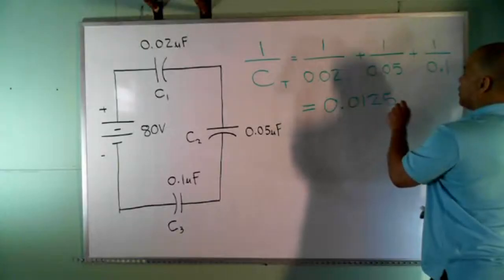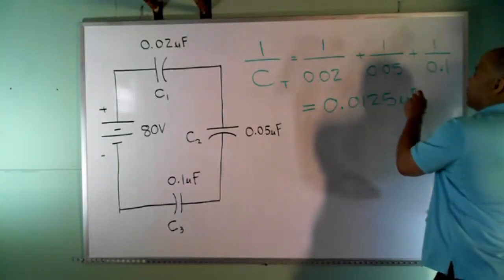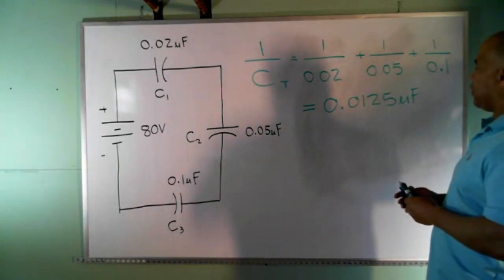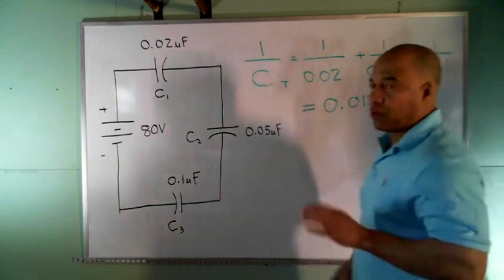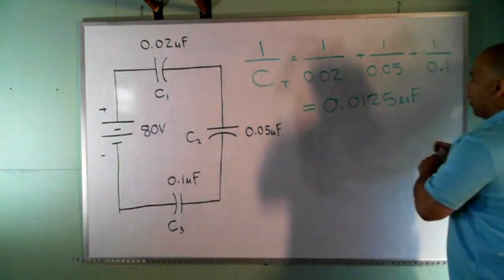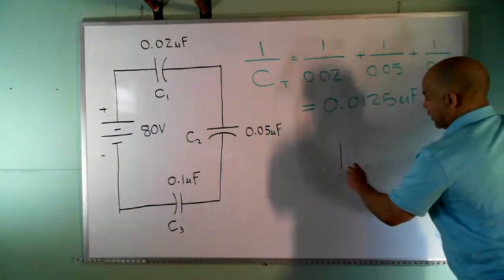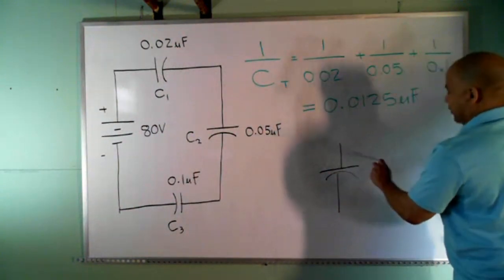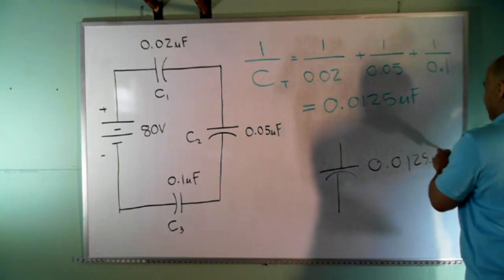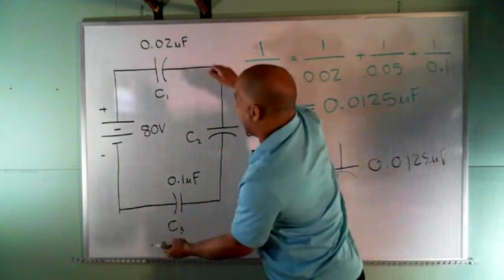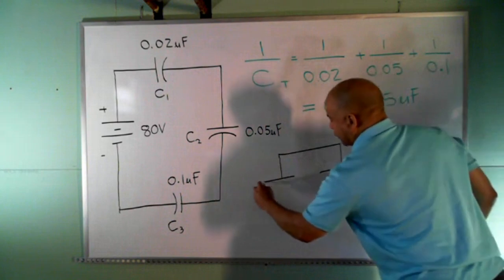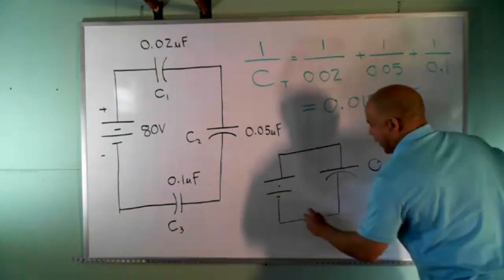Okay, so 0.0125 microfarads. So I know my total capacitance is 0.0125 microfarads. Now, if you wanted to, the way to think about that is we basically combine all of these into one capacitor that has a value of 0.0125 microfarads. So the equivalent capacitance, if I combine all three, is this, and that equivalent capacitance is hooked across 80 volts.